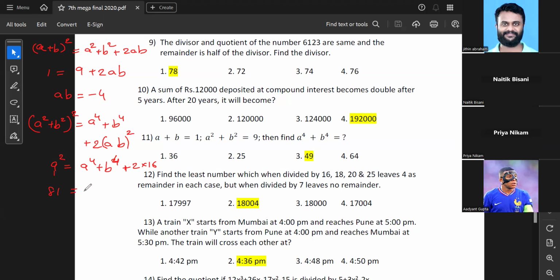Sir, I did not understand how you got ab is equal to minus 4. I understood 1 is equal to 9 plus 2ab. Hold on, let me just complete this. A raised to 4 plus b raised to 4 plus 32, that gives you a raised to 4 plus b raised to 4 is equal to 81 minus 32, it is 49. Now over here, I take 9 to the other side, that will give me minus 8 is equal to 2 times ab. 2 to the other side, minus 8 divided by 2 is minus 4. Clear?